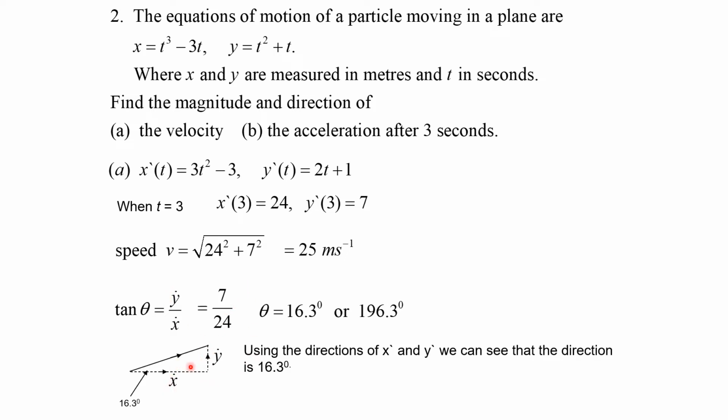So in order to find the right direction, you need to sketch the velocity based on the calculation. x prime 3 is 24, which is positive, so the direction is this way. And then y prime 3 is positive 7, so it's upwards. So the angle has to be here, because tangent theta is y prime over x prime. So the angle obviously has to be 16.3 logically. From the directions of x prime and y prime, you can conclude that the direction of the velocity is 16.3 degrees.